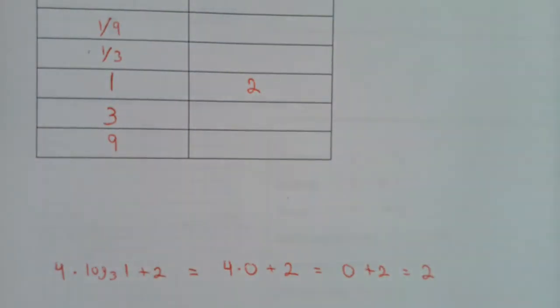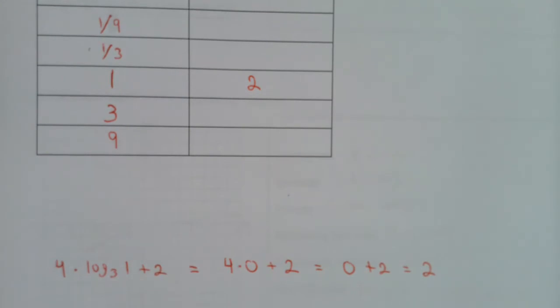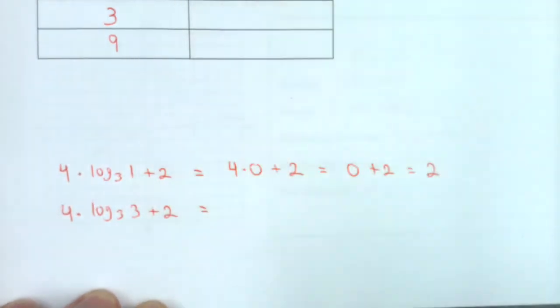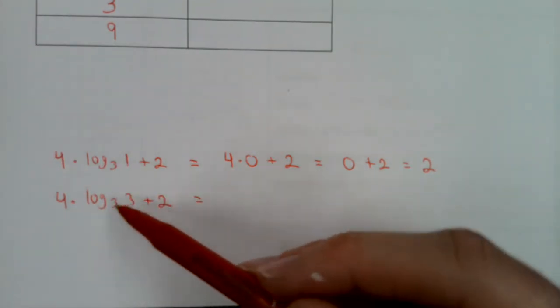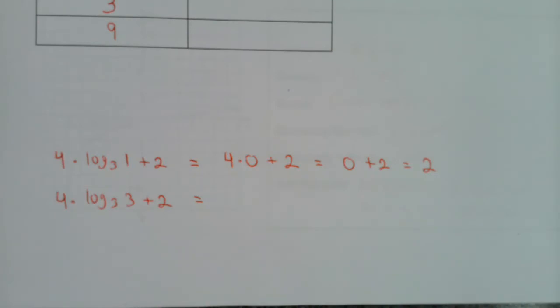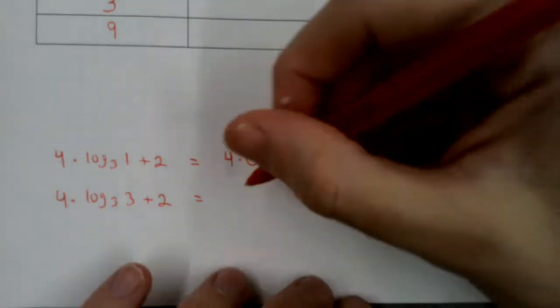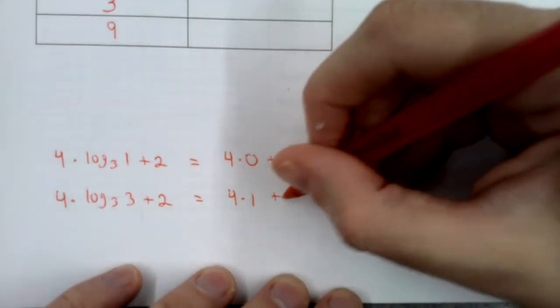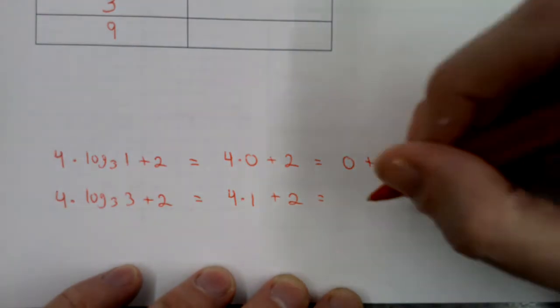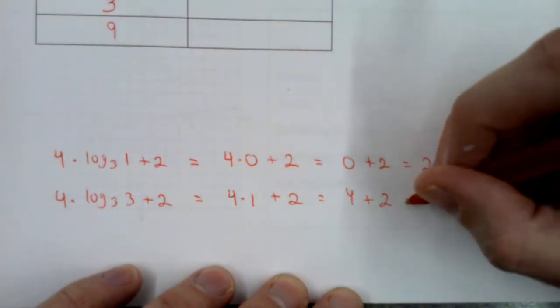Let's do x equals 3 next. So let's do 4 times log base 3 of 3. I'm just replacing the x in the original problem with 3. What is log base 3 of 3? In other words, 3 to what power equals 3? The answer is 1. So 4 times 1 plus 2 equals 4 plus 2, which equals 6.